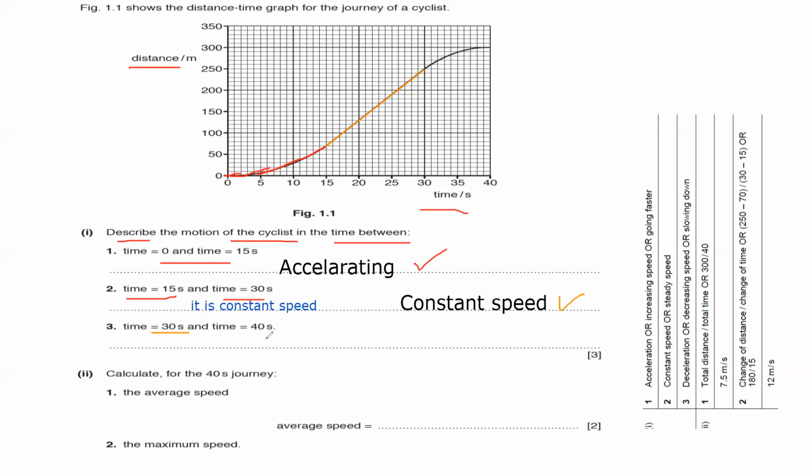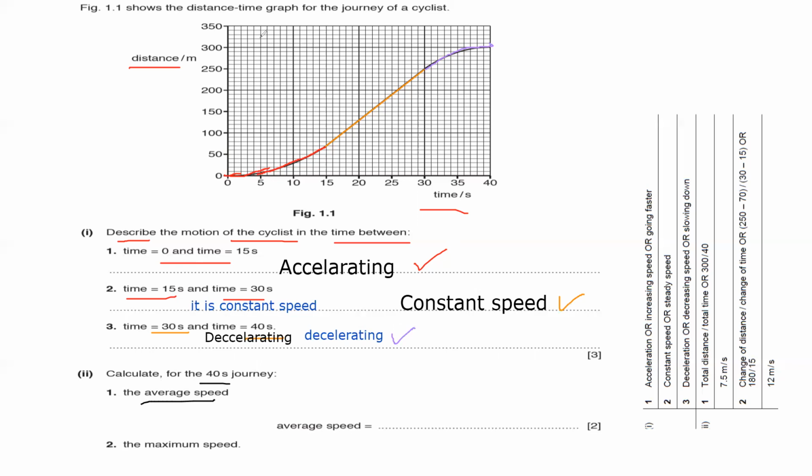And from 30 seconds to 40 seconds, what is happening? The slope is decreasing for a distance time graph, so it is decelerating or slowing down. The next part, yeah, that's right. The next part: calculate the average speed for 40 seconds.